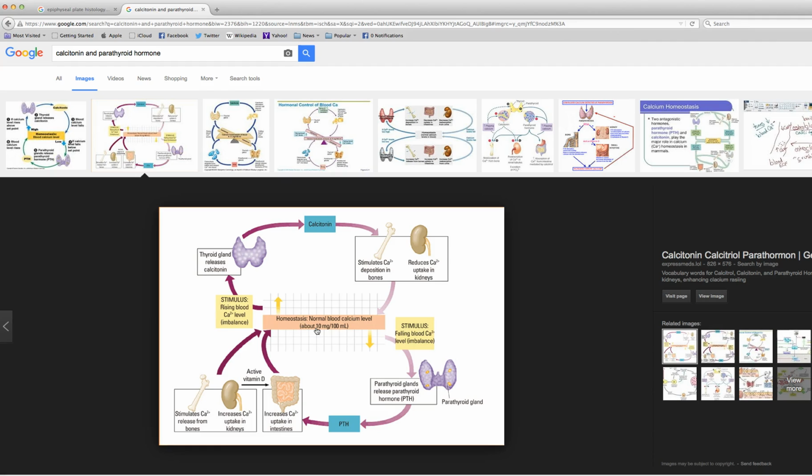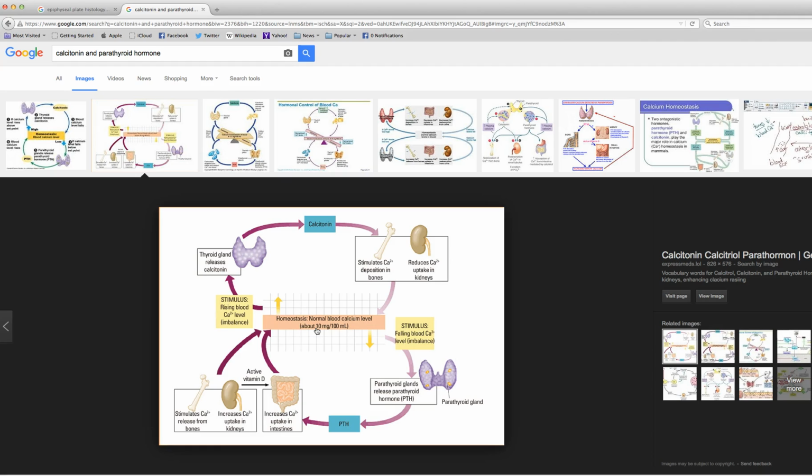As it rises and it gets close to being above 10, your thyroid gland is going to release a hormone called calcitonin. So the job of calcitonin is to lower your blood calcium. I always remember calcitonin puts calcium in bones because it ends in IN. So it does this in a few different ways. So number one, it's going to start taking the calcium that's floating around your bloodstream and it's going to deposit it in your bones.